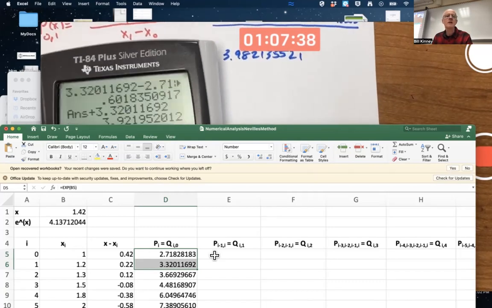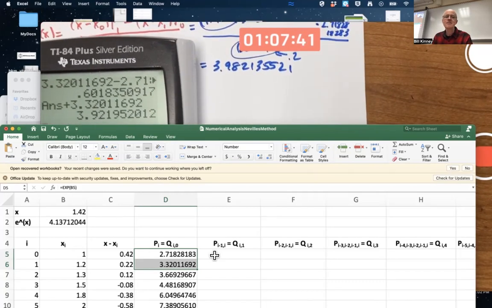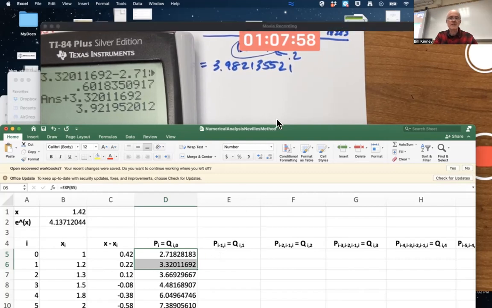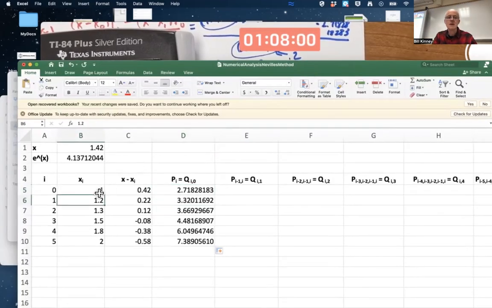3.92 compared to 3.98. It's because, again, 1.42 is 0.22 units to the right of 1.2, whereas 1.2 is just 0.2 units to the right of 1. We are using a straight line determined by these nodes, the first two nodes, and their function values to approximate the function at 1.42. We're assuming e to the x is a straight line, but it's not. But it's a linear approximation. The interval is not too big, so maybe it's not that bad, is the idea.